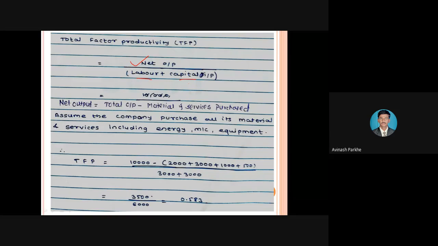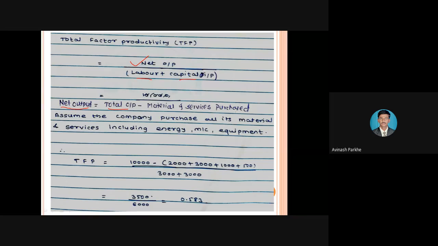That means while calculating the total factor productivity, we have to consider the net output and only 2 input resources. Which are those? One is labor and another is capital. So the net output should be calculated by using the total output minus material and services purchased.